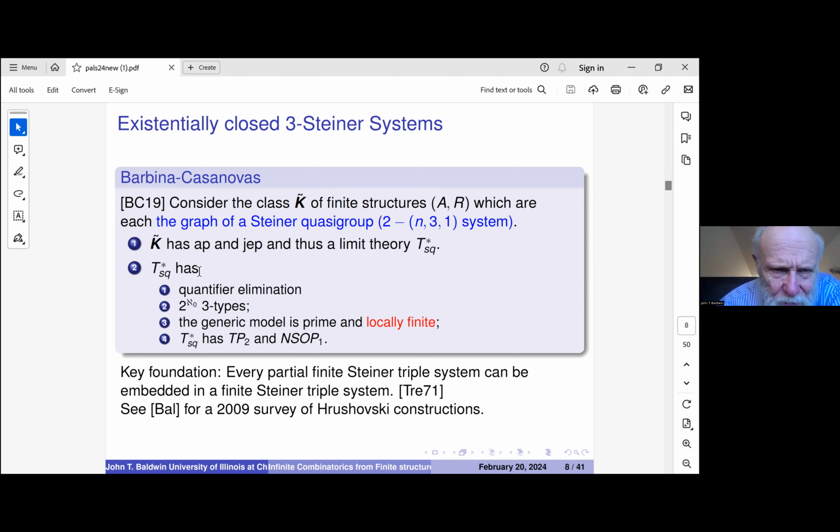So what are the properties of this theory of Barbina and Casanovas? It has quantifier elimination. I'll put the definition of type in a little bit later. It's how many descriptions you can have of a point over a set. So there are continuum many types of three-tuples over the empty set. The generic model is prime, that means it can be elementarily embedded in every model of this theory, and it's locally finite: every finite subset generates a finite subalgebra. That's in red because we're going to have a variant on this where that's one of the things that fails. And T*_SQ has TP2 and NSOP1.